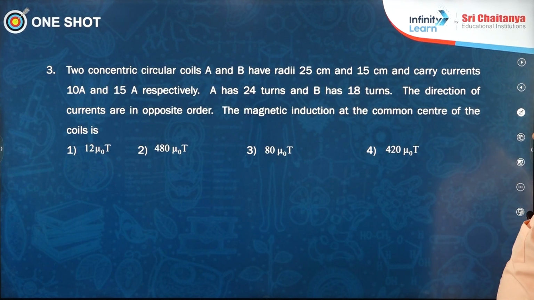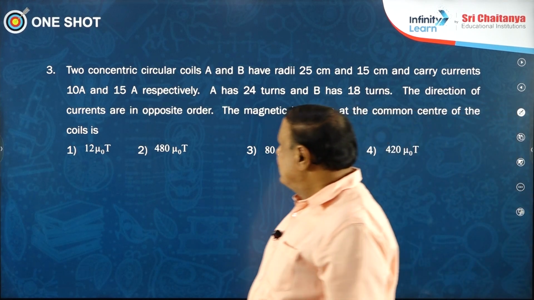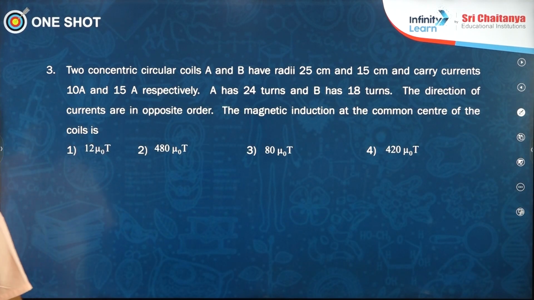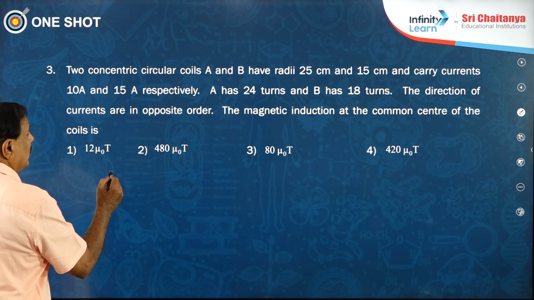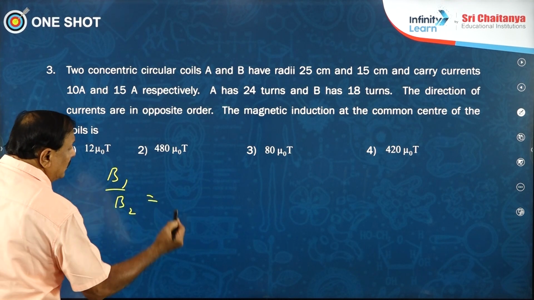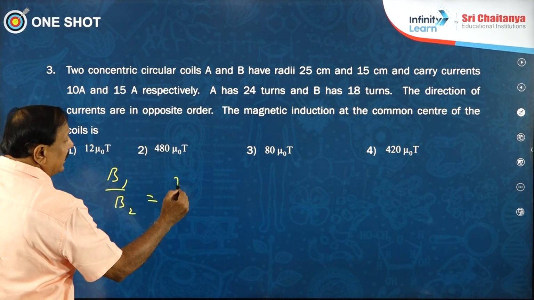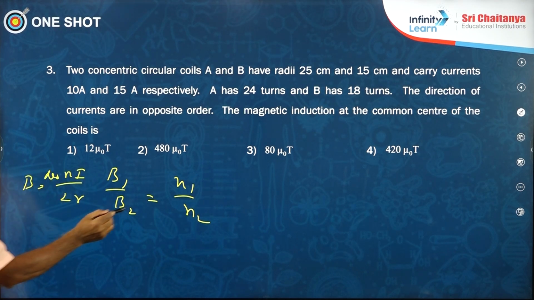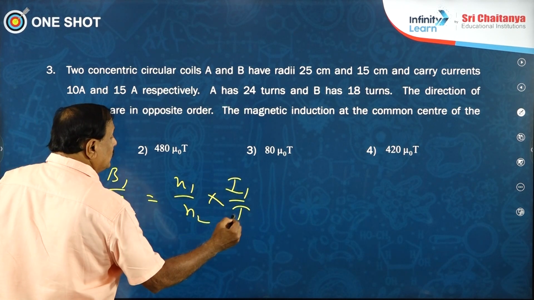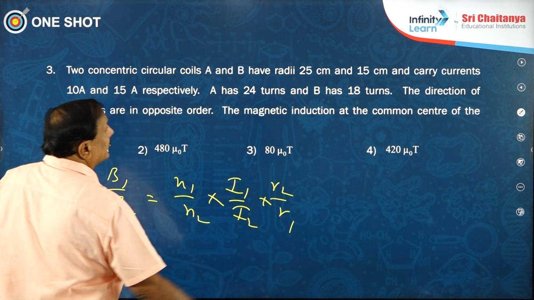Now, go through this third question. Two concentric circular coils A and B have radii and currents given. This is very simple because these are totally two different coils. Therefore, as I told earlier, B1 by B2 is equal to, the number of turns are changing, N1 by N2. Let me write the actual formula, B is equal to mu naught N I by 2R. Therefore, N1 by N2, I1 by I2 and R2 by R1.